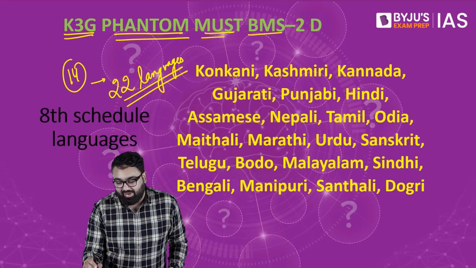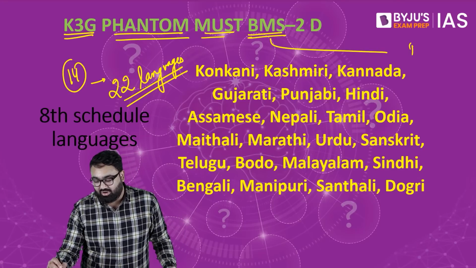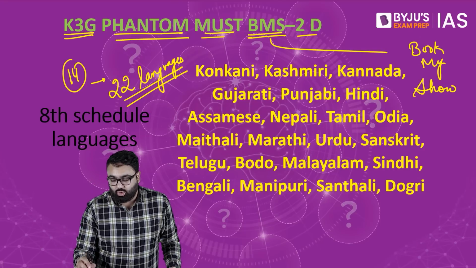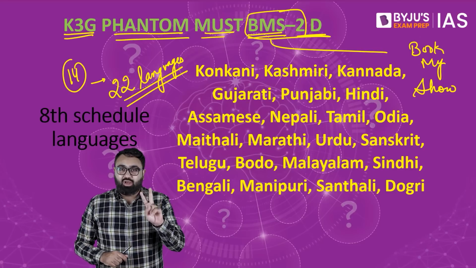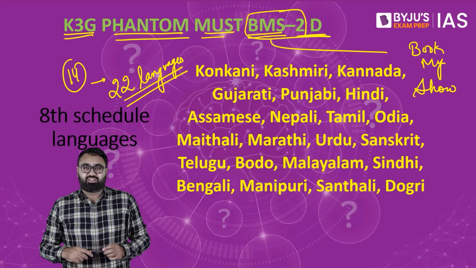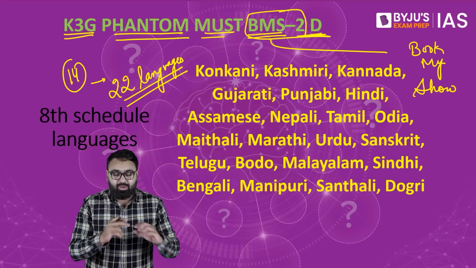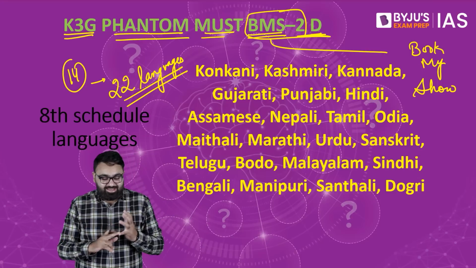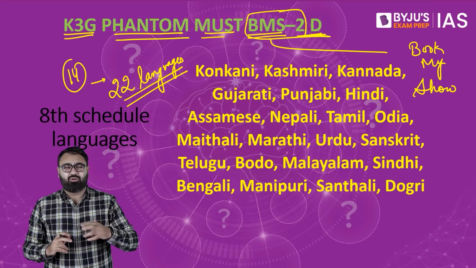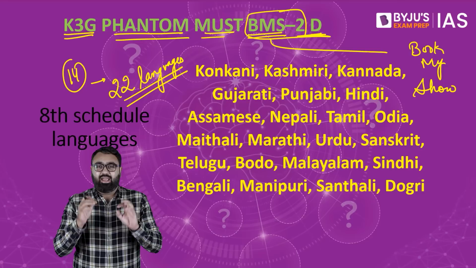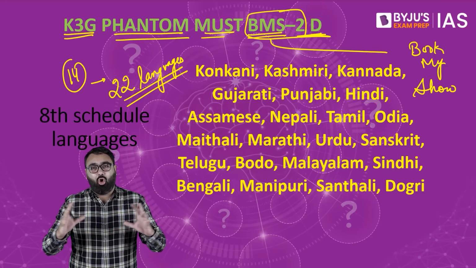Must, BMS. What is BMS? BMS is again a short form given to the app Book My Show, where you actually go and book your movie tickets. In 2D, because there are two languages which start with letter B, two which start with M and two which start with S. And then D. If you remember this phrase somehow, K3G, Phantom, Must, Book My Show, or BMS 2D. 2D is the version of the movie that you're going to see. It will be very easy for you to remember all these languages.